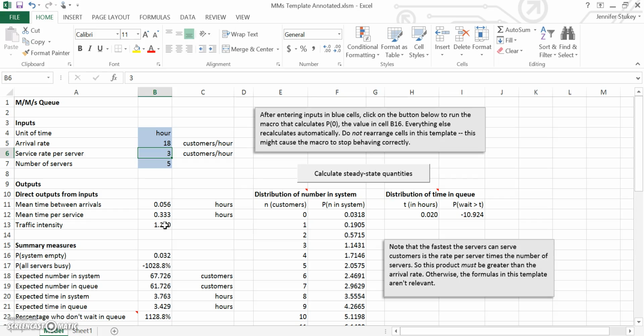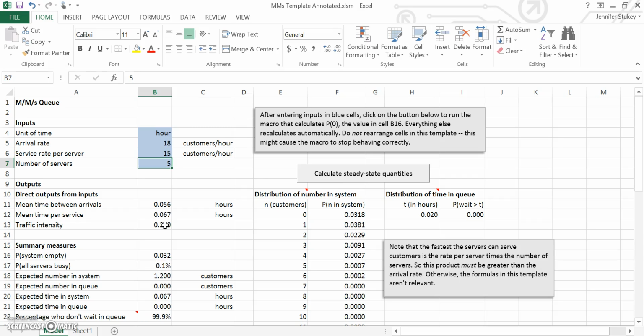Their service time per server, or per line, per queue, is 4 minutes. Now, we can't just enter 4. Why not? Because our arrival rate is in hours, so we have to convert one or the other. In this case, we'll convert the service rate per server to a rate per hour. If a customer is served every 4 minutes, then in 60 minutes they can serve 15. You take 60, divide by 4, and it equals 15.